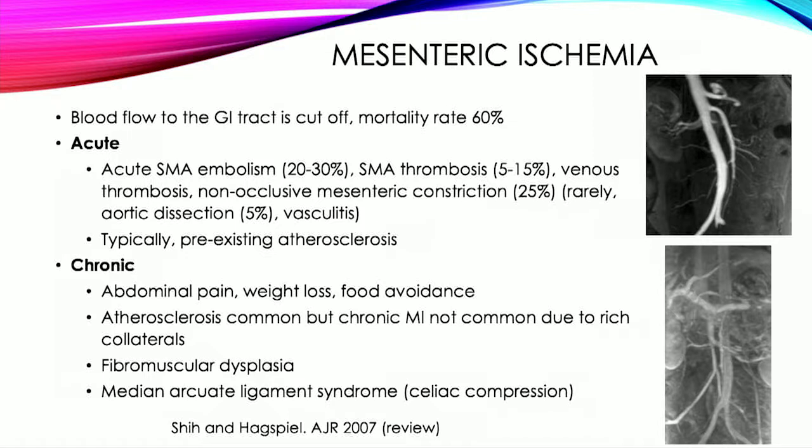But the chronic setting is a little bit harder to diagnose because of vague abdominal pain and weight loss, which can mimic cancer symptoms. It can be hard to tell. So MR is very helpful to look for stenoses in the patient who's atherosclerotic, but also for other causes.